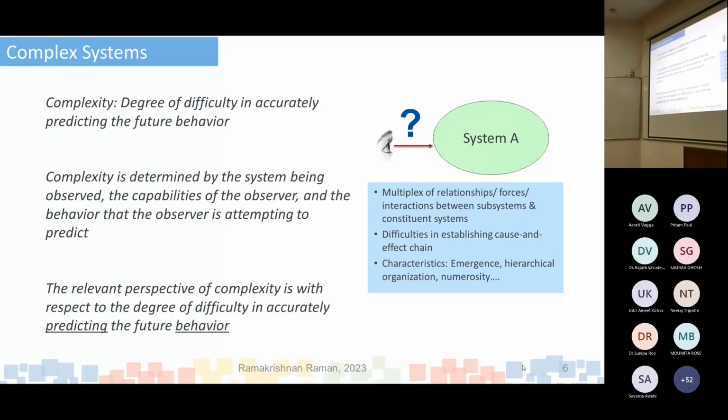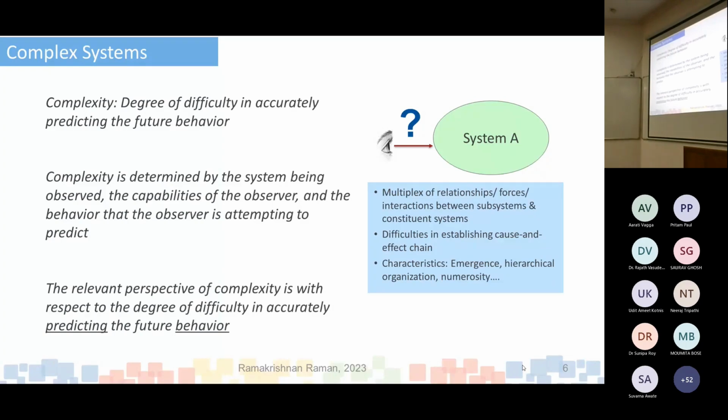So when you start looking at complex systems, typically we'll say that there is a lot of interaction happening in the system. We're starting to look at cause and effect. It's very difficult to say that this effect is because of these causes. So you're going to have a lot of subsystems interacting with each other, and it's difficult to establish a cause and effect chain. We say, yeah, it's pretty complex, trying to understand what that is.